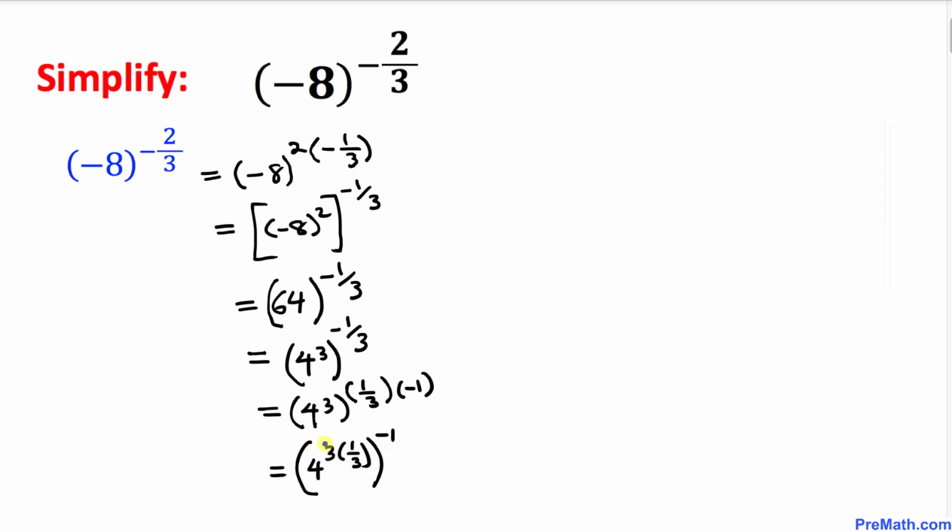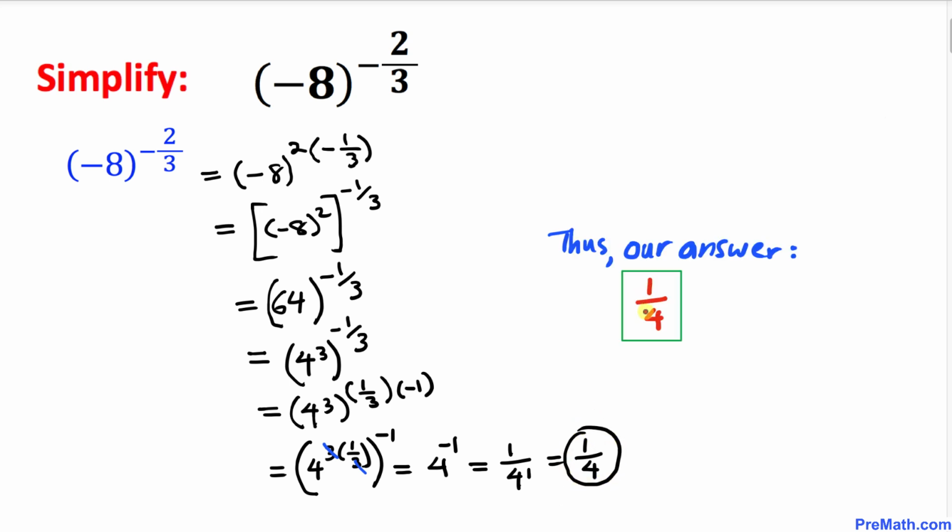And now over here 3 and 1/3, they cancel each other out, so we simply got 4 to the power -1. And now we want to make this exponent positive. I can write 1/4 to the power 1, which is the same as 1/4, and that's our simplified answer. Thus our answer turns out to be 1/4.